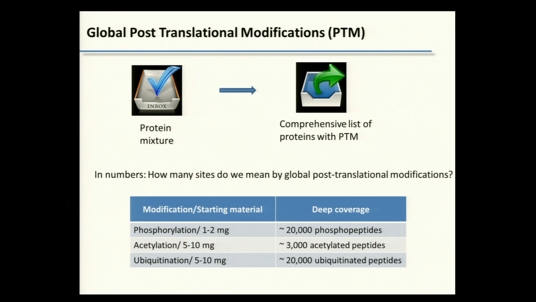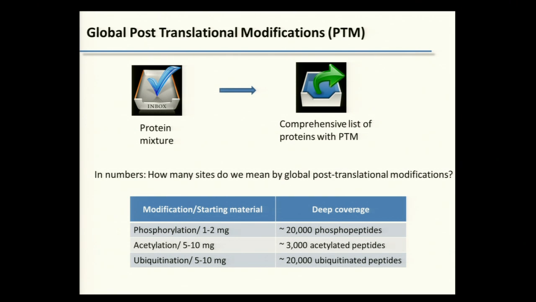The ability to quantify and determine the PTMs depends on what PTM you're talking about, what input amount you need, and how many sites you can find in a deep coverage experiment. And this means comprehensive fractionation at the peptide level.